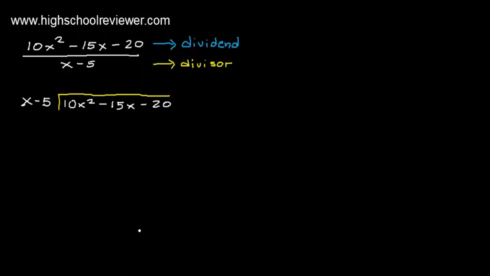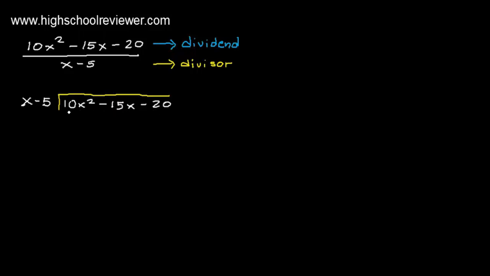Dividing polynomials by long division. Our problem, we have 10x squared minus 15x minus 20. This is our dividend, divided by x minus 5, which is our divisor. So to divide this using long division, we have to rewrite it this way. X minus 5 must be at the outside, and 10x squared minus 15x minus 20 on the inside.